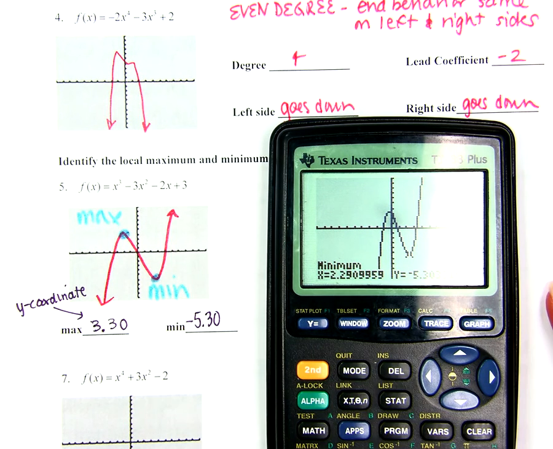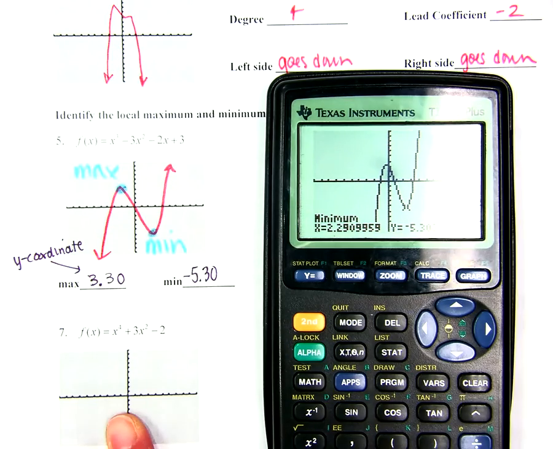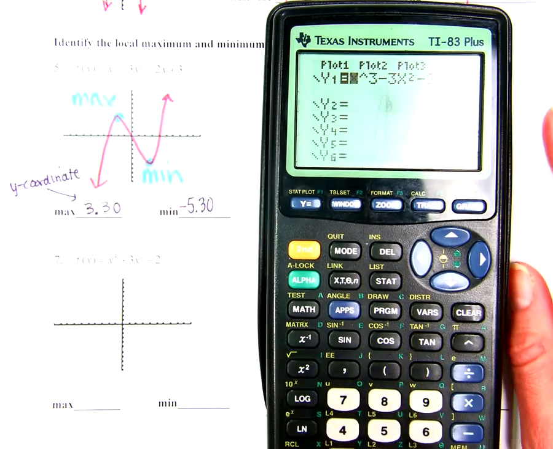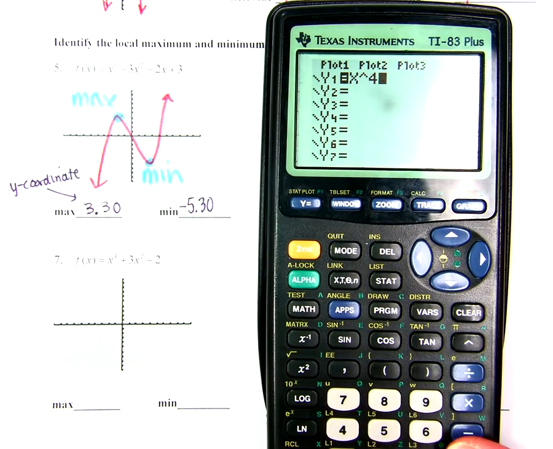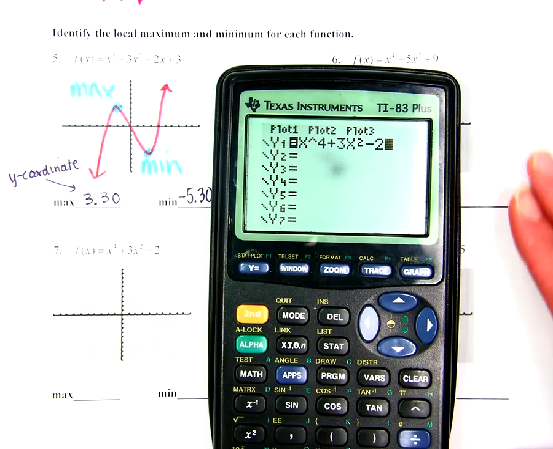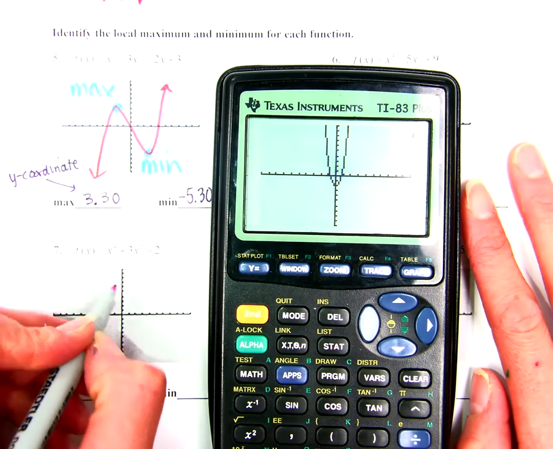All right, I'm going to do a couple more. I'll do one more with the TI-83, and then I'll switch to the Inspire. So we'll just do this one. Go back to x to the 4th plus 3x squared minus 2. You have to go to y equals and then type in your new equation here. Okay, so I'm going to hit graph, and a rough sketch of my graph is here.